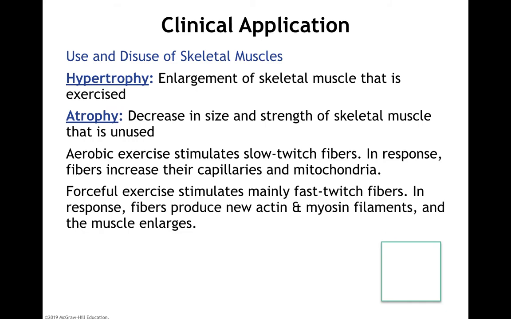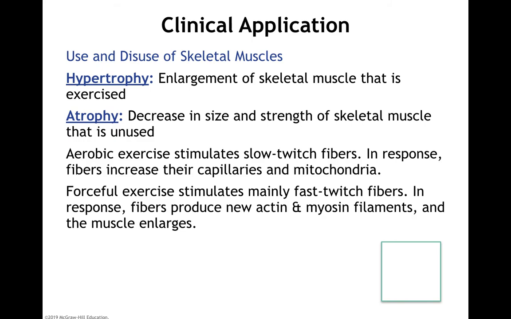Clinically, use and disuse of skeletal muscle can lead to a couple of different outcomes. Use can lead to hypertrophy, which is the enlargement of skeletal muscle upon exercising. It's what bodybuilders try to work on, hypertrophy. Or when they are disused, atrophy. That's a decrease in size and strength of a muscle that's unused. Atrophy is a big issue with astronauts in a low gravity environment.